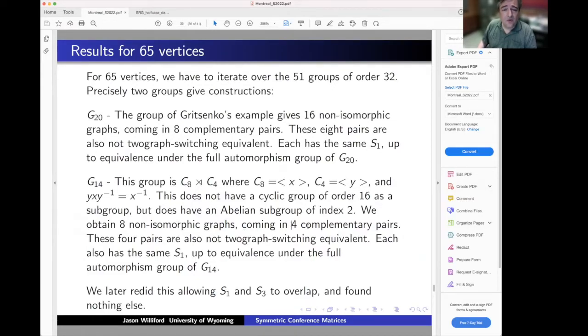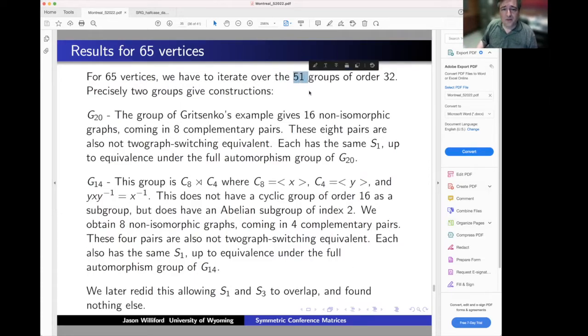And we found 4 complementary pairs of conference graphs there. All the graphs had this group of order 32 as their full automorphism group. And because they have a different automorphism group, we immediately knew they were not going to be isomorphic to the Gritsenko example. I also mentioned how I'm letting S3 basically be the complement of S1, and that makes things nice. You can let it overlap. Redoing this, though, you don't find any other examples or groups that work.